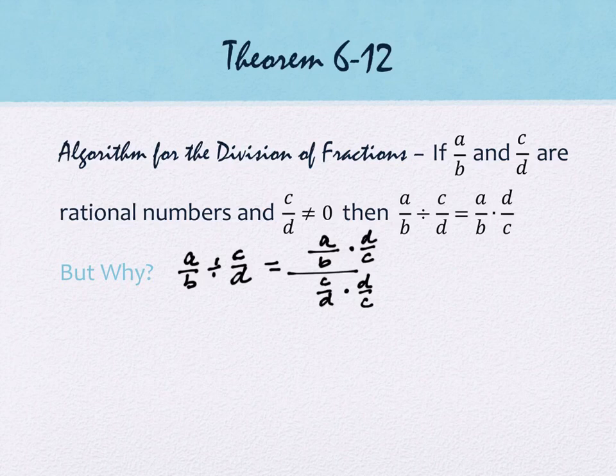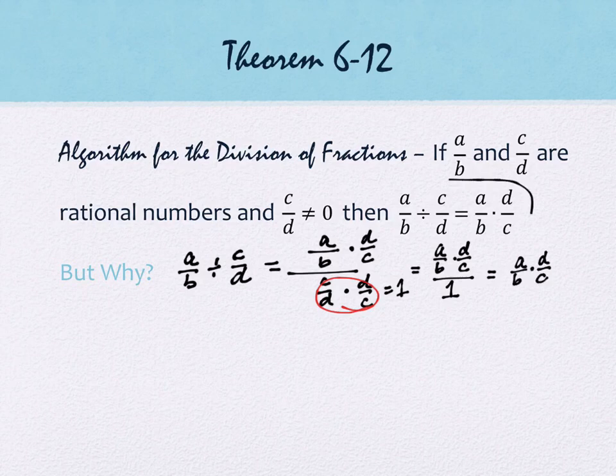So why did I multiply this? Well, the reason I did is because c over d times d over c is equal to what? 1. So this ends up becoming a over b times d over c, divided by 1, which is simply a over b times d over c, which is what we said it was supposed to become up here. So it has to do with this idea of shifting things around and making them look nicer in different ways.